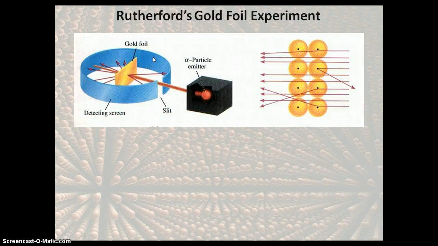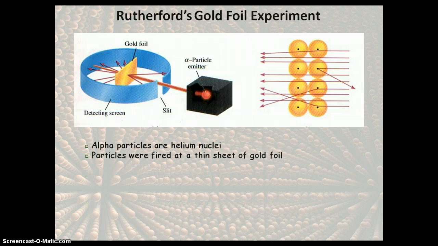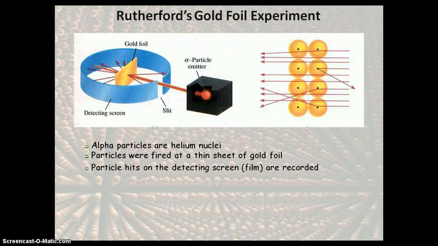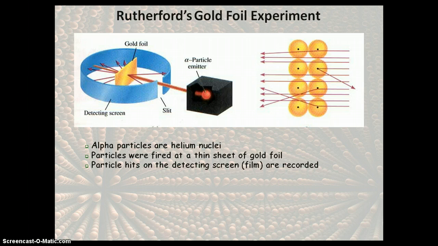In this podcast, we're going to talk about Rutherford's gold foil experiment. In this experiment, he shoots alpha particles at a thin sheet of gold foil. Now, alpha particles are the equivalent to a helium nucleus. So essentially, you have 2 protons and 2 neutrons. They're fired at the thin sheet of foil, and then wherever they deflect off, they are recorded on a detection screen, and that's this big blue part up here, the detection screen.